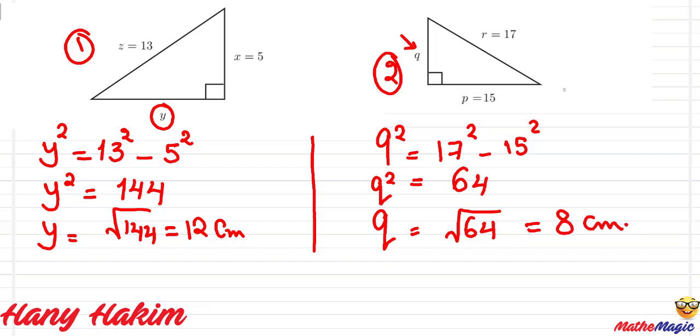By another form, I could calculate Q directly, this is the square root of 17 power 2 minus 15 power 2 in one step to get that 8 directly.